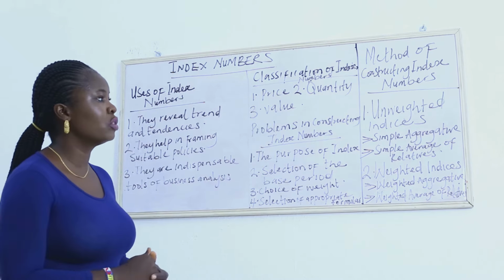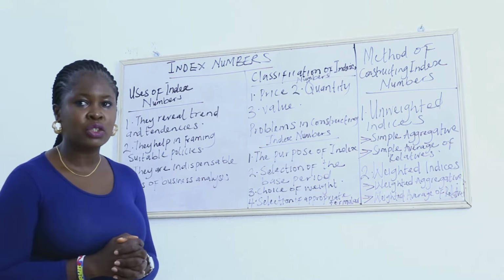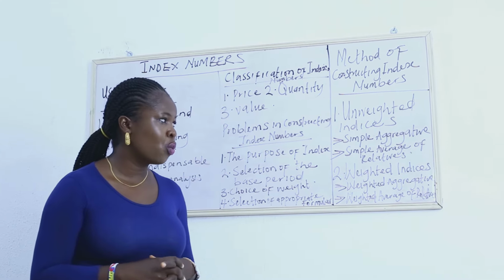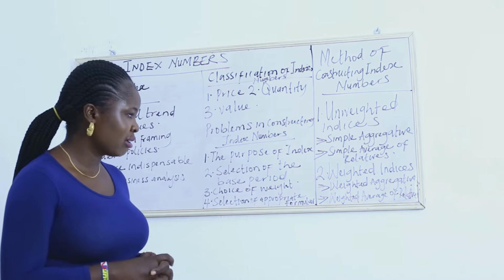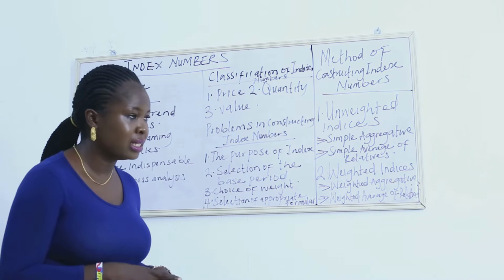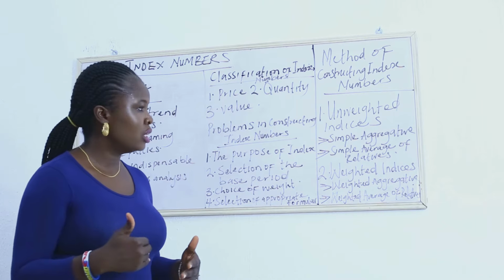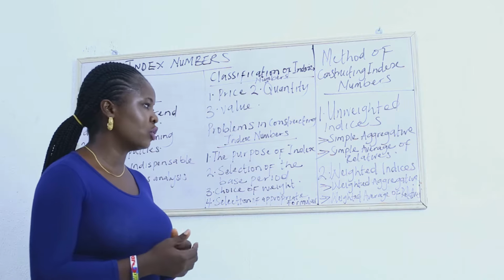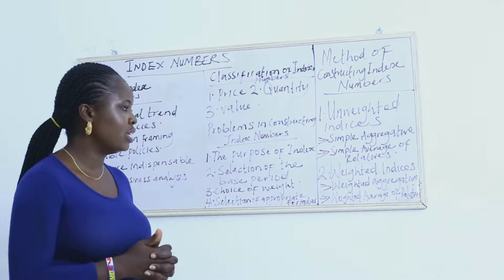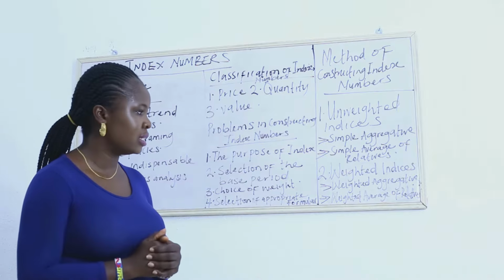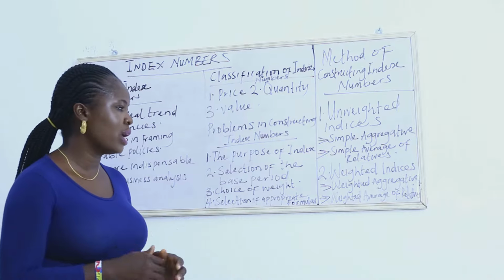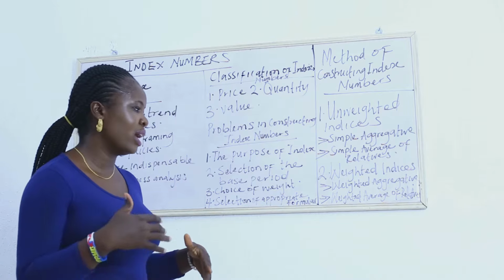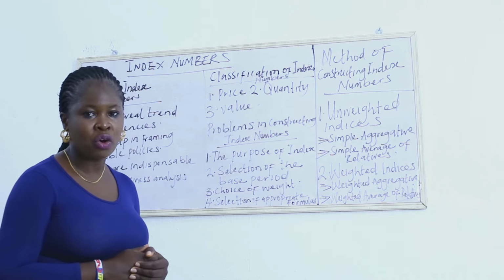Then we also have methods of constructing index numbers. The first method is called unweighted indices, while the second one is called weighted indices. They are further divided into simple terms. The first one is called simple aggregative, and the second one is called simple average of relatives. That is under unweighted indices. Then for the weighted indices, we have weighted aggregative and weighted average of relatives.